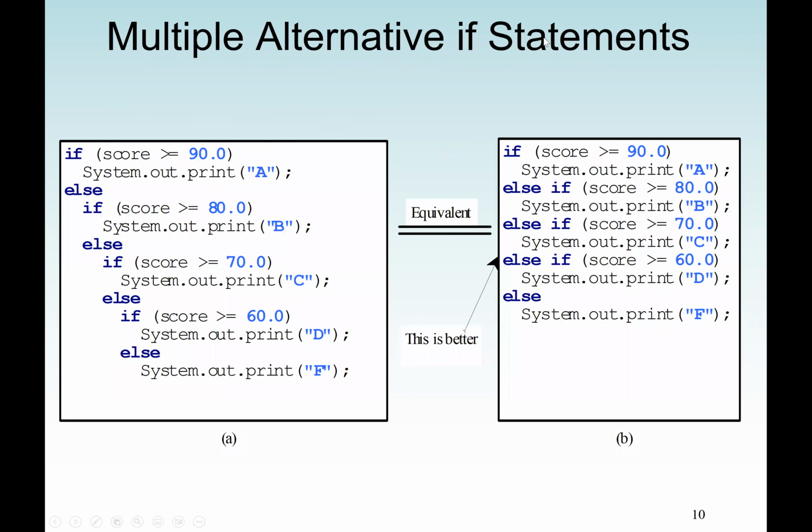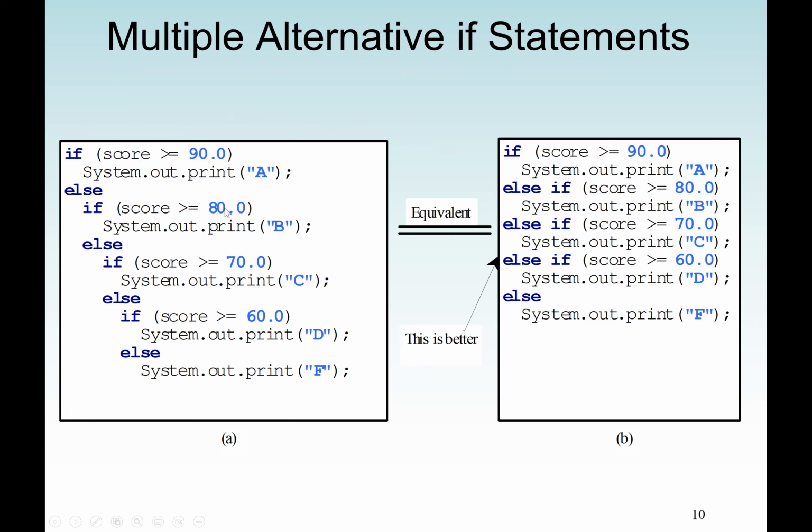Next is the multiple alternative if statement. Here we have more than 2 conditions. So we say if score, here we are testing a grade. The possible grade letters will be A, B, C, D, F. So if our score is greater than or equal to 90, we get A.